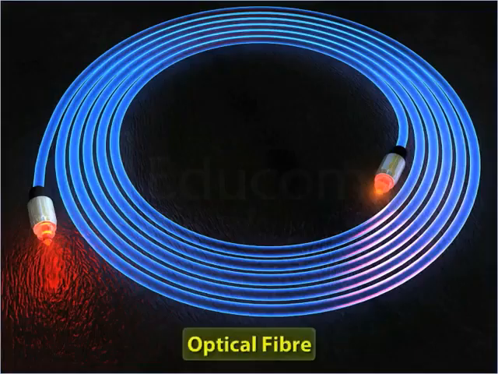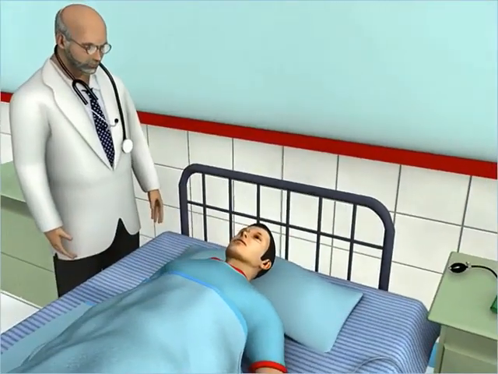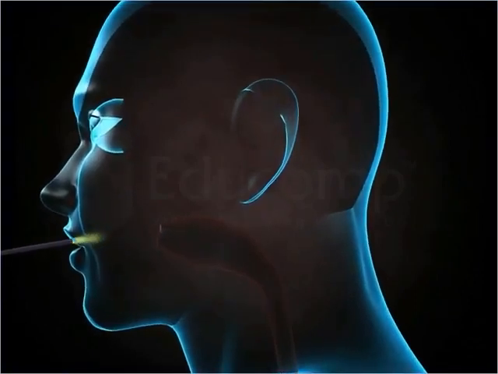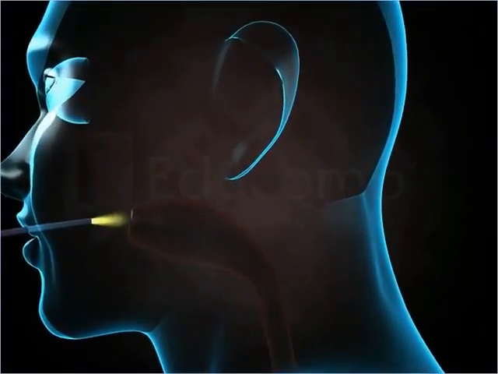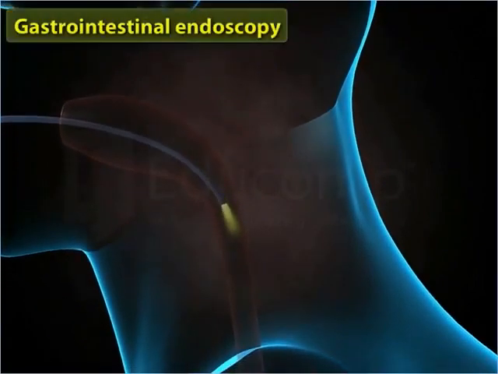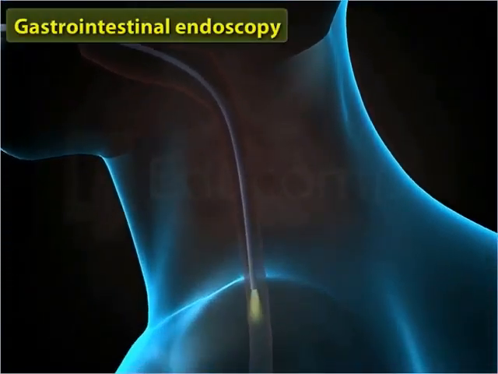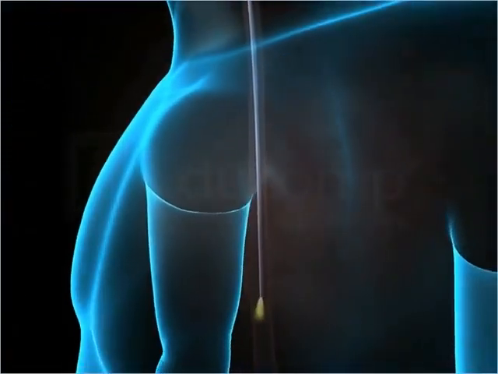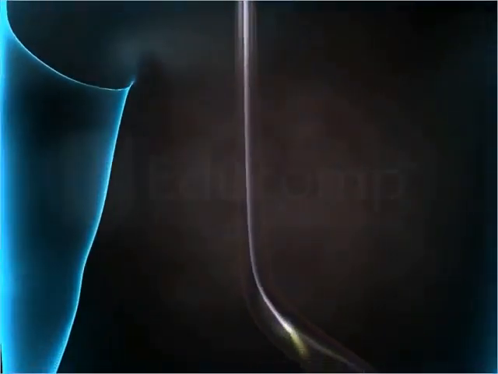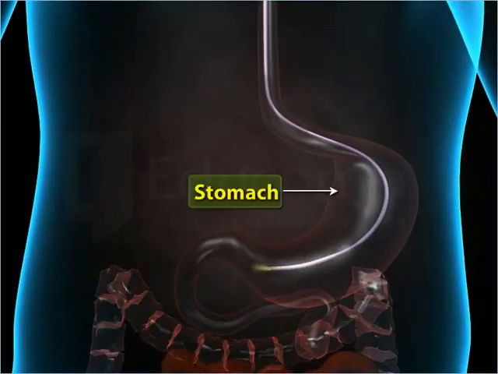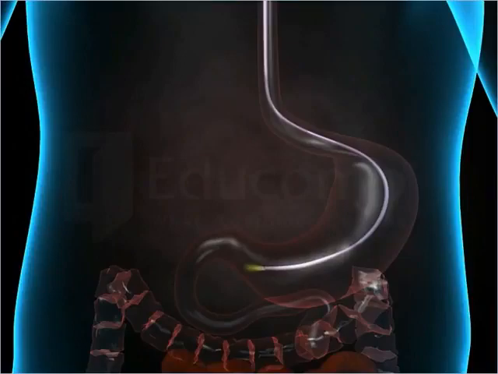Optical fibers are widely used in the medical field to diagnose many ailments. For example, in upper gastrointestinal endoscopy, an endoscope is inserted through the esophagus into the stomach of the patient. An endoscope uses optical fibers to transmit light.